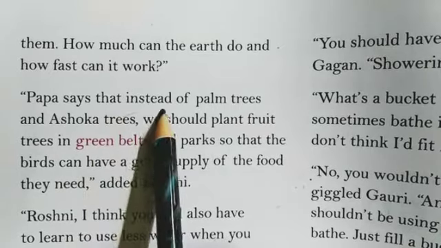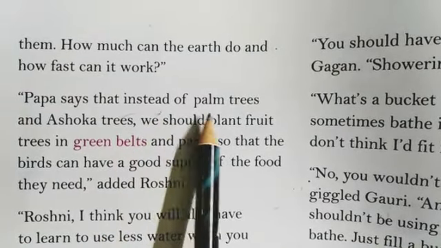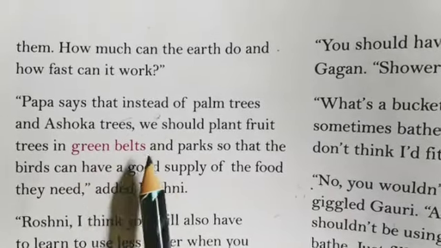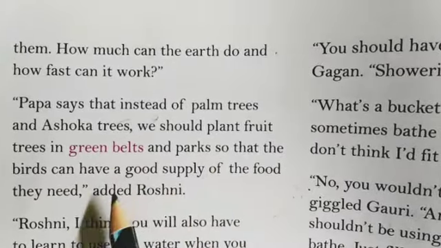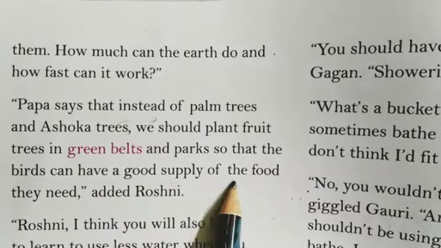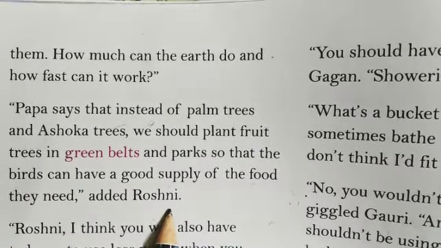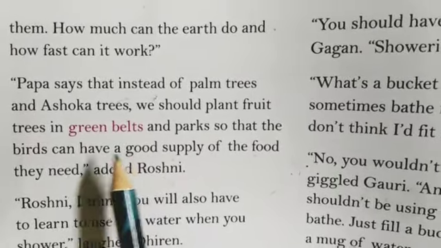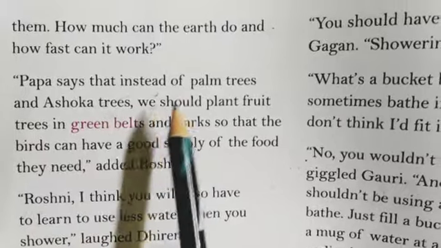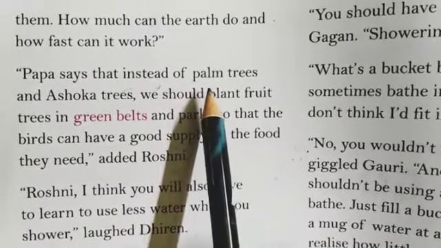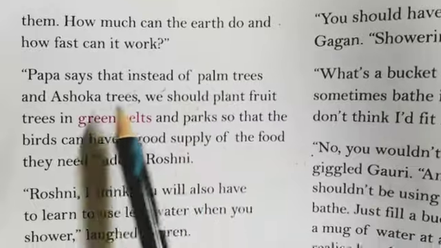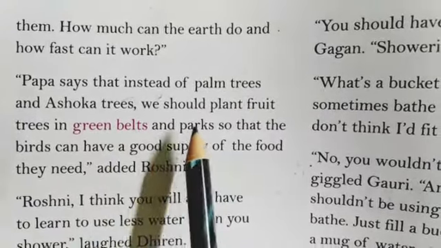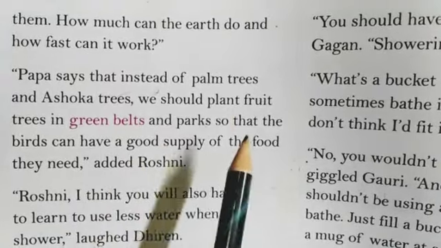Papa says that instead of palm trees and ashoka trees, we should plant fruit trees in green belts and parks so that the birds can have a good supply of the food they need, added Roshni. So Roshni, another friend of Gagan, said that we don't get any kind of fruits from these palm trees and ashoka trees, so we can plant some fruit trees in the parks and make some green belts for us.